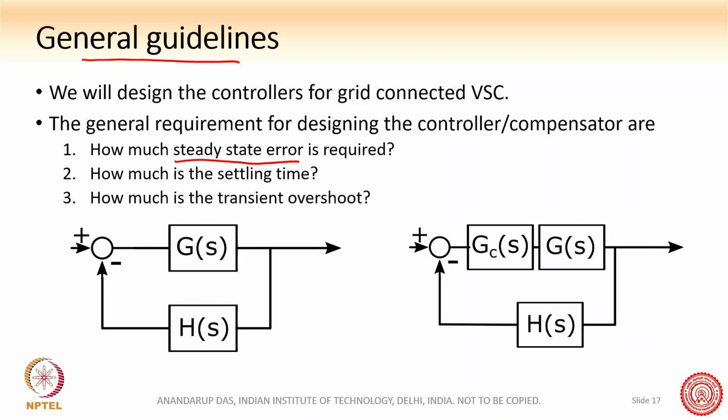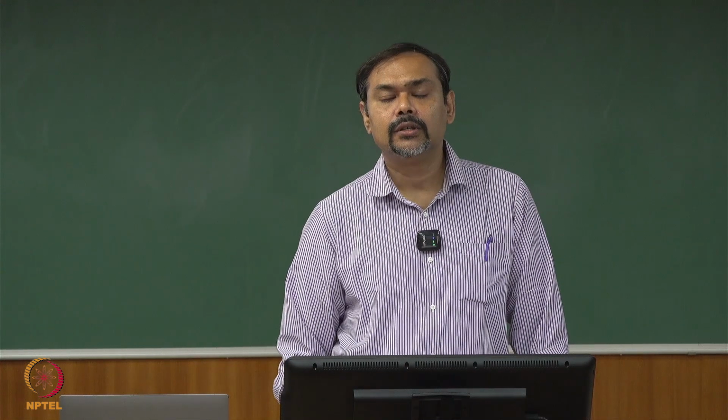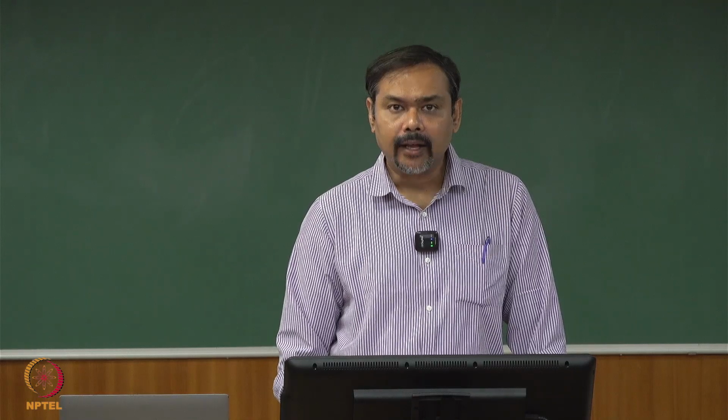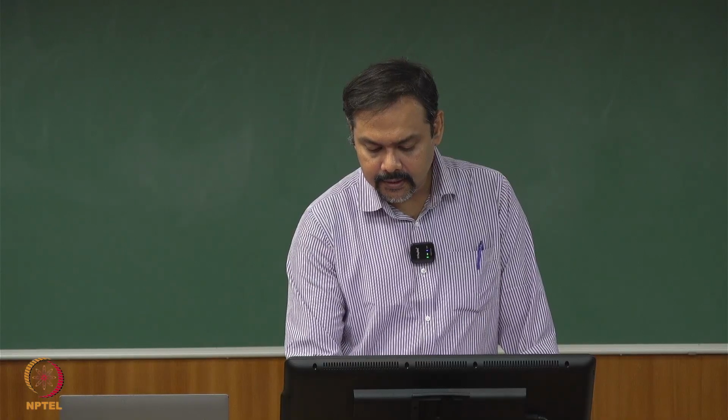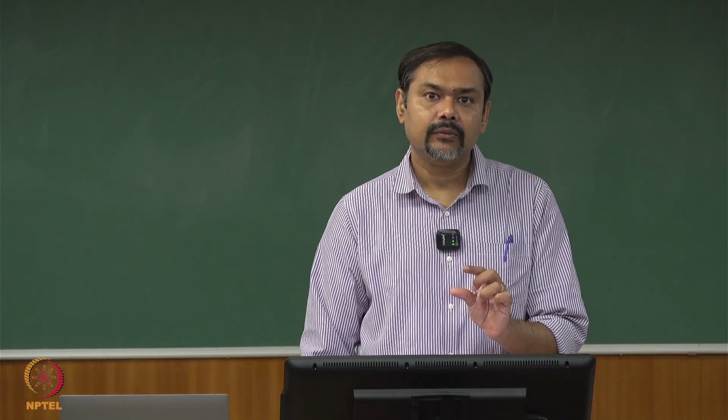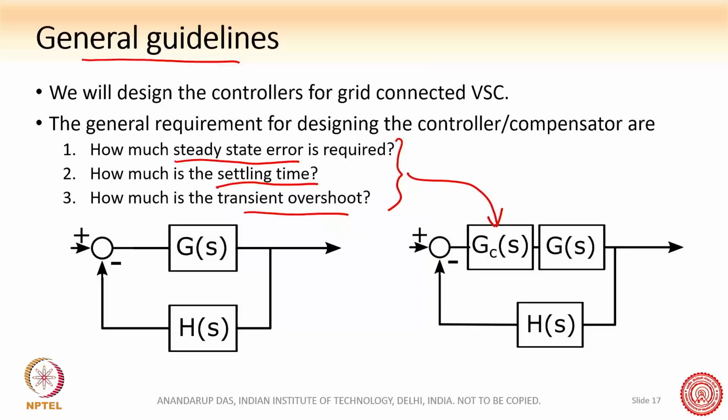Steady state error. Okay, how much will be the steady state error, how much is the settling time, and how much is the transient overshoot. Okay, so these three are the most important. These three are the most important controller parameters or requirement specifications that this compensator or GCS has to satisfy. Okay, so these are the three things which we will concentrate upon.